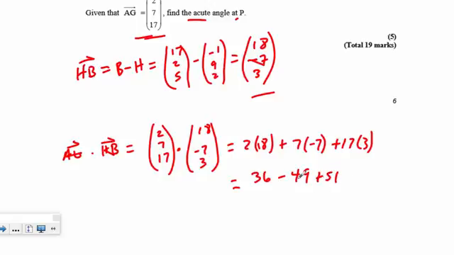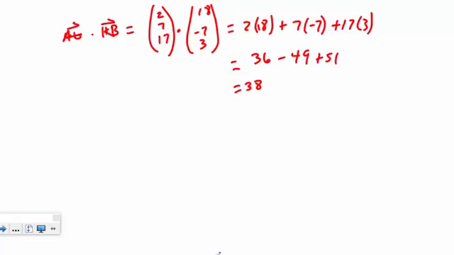51 minus 49 is 2, and 2 plus 36 is 38. The dot product is equal to 38. This angle is acute. And let's figure this out. So this is 38, the dot product. We have to find the magnitudes of these two vectors. So this is going to equal the magnitude of AG times the magnitude of HB times the cosine of the angle between them.